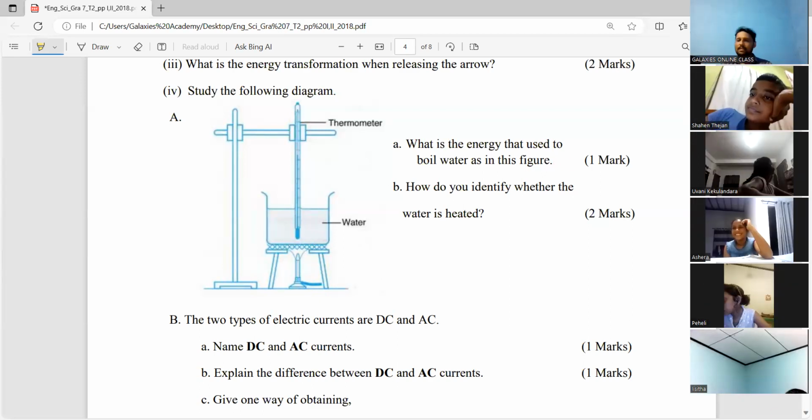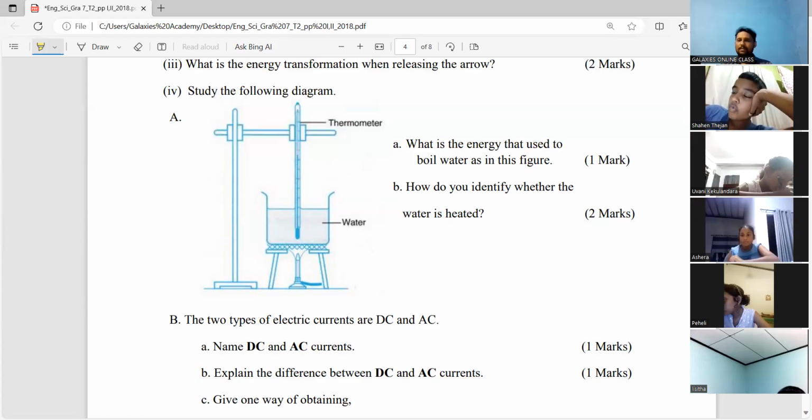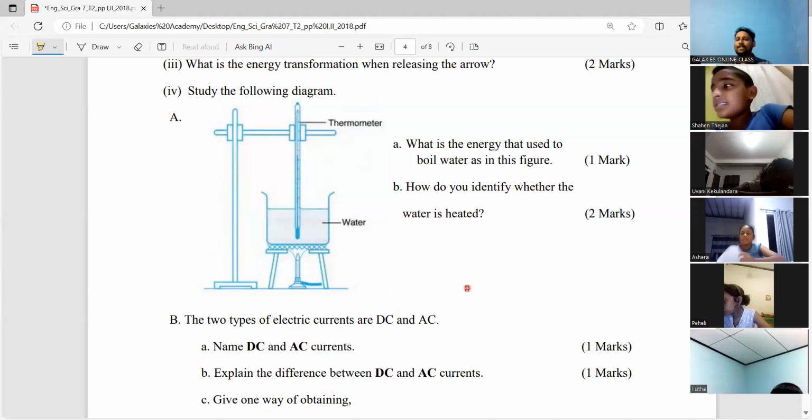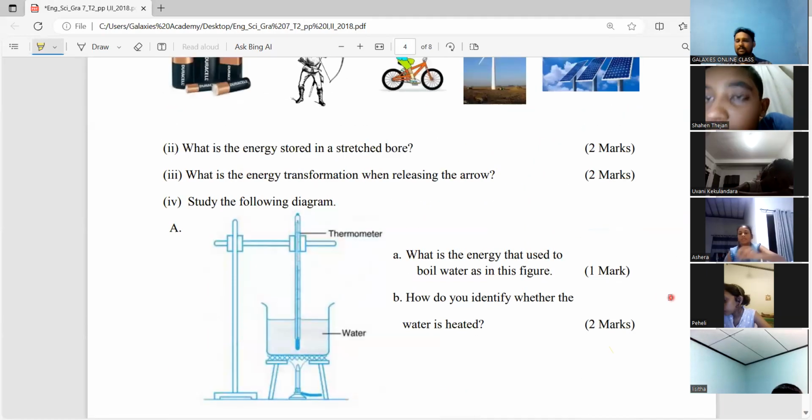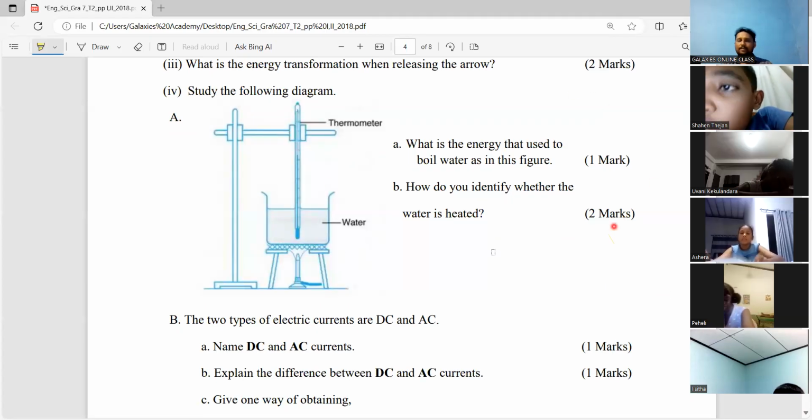Quickly note down the answers, okay? If you don't write the answers, you can't check again, because this paper doesn't have the answers, okay?